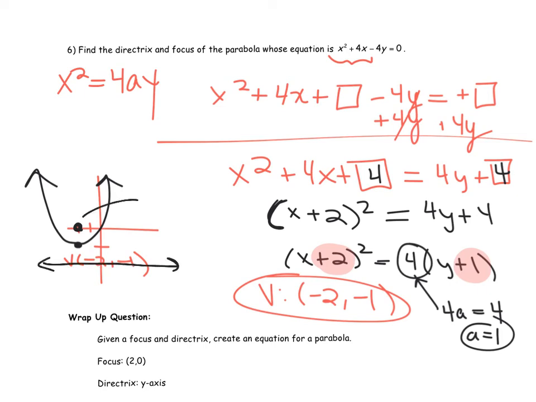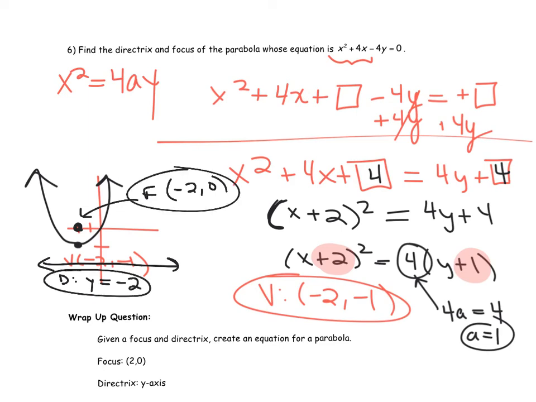So this point here is our focus at (-2, 0), and my directrix is at y = -2. Those are all the pieces. It asks for what's the directrix and the focus. The directrix is at y = -2, and the focus is at (-2, 0).